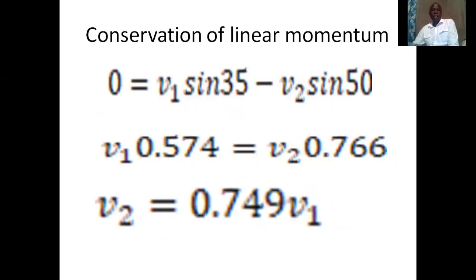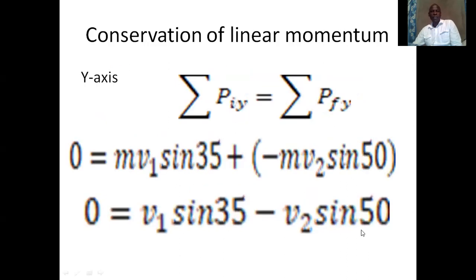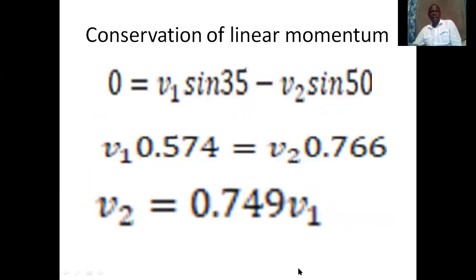And so, if you look at the second mass here, since on this side we have 0, we can take V2 sin 50 to the other side, and then this is the equation we're going to have. And then we can easily solve for V2. Sin 35 is 0.574, while sin 50 is 0.766, and therefore we can solve for V2. And we find that V2 is equal to 0.749 V1.